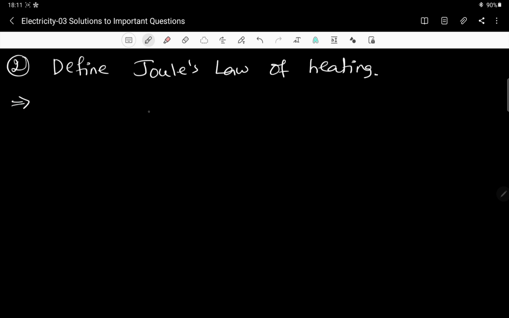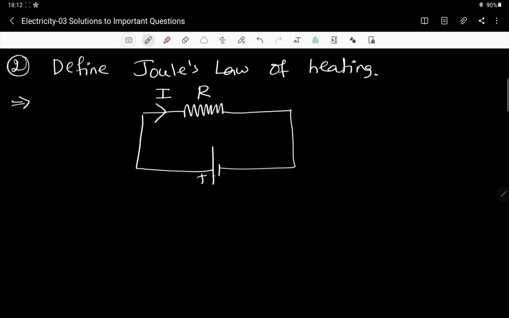Now for this you have to draw one circuit. You have to draw one resistor. Resistor means this is the resistance of a device, and in this you have to pass some current. This current will come from some source, for example, here is the battery. Now this current I is passed in resistance R for time t.